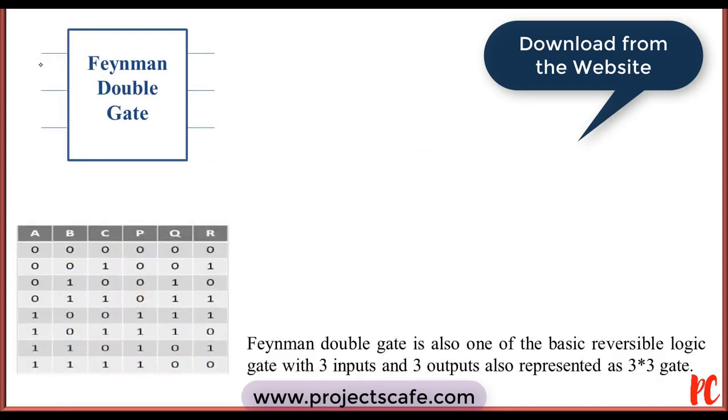Coming to the Feynman reversible double gate, here we have 3 inputs. Let me call them A, B, C, followed by 3 outputs P, Q and R. P is a replication of A, Q is A XOR B, and R is A XOR C. The functionality is as it is: P is a replication of A, Q performs the A XOR operation with B, and R performs the A XOR operation with C.